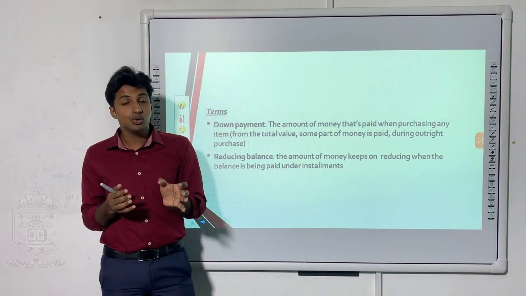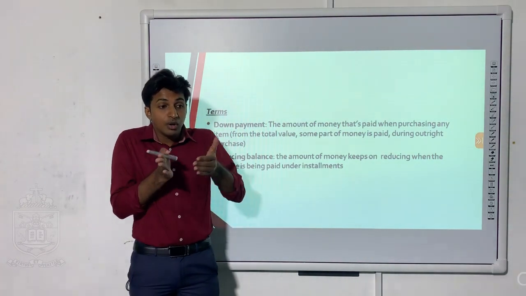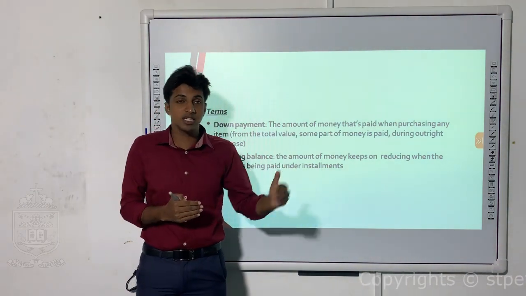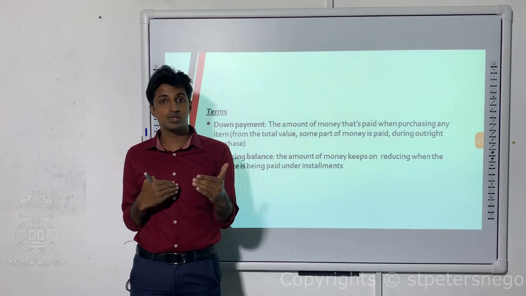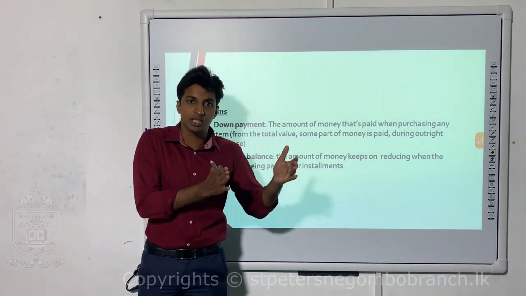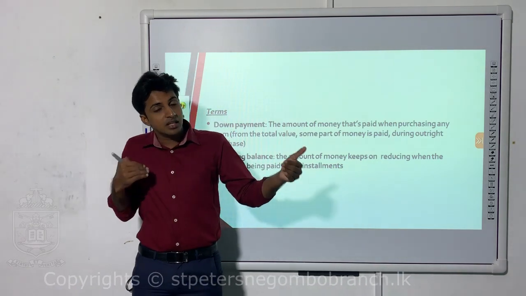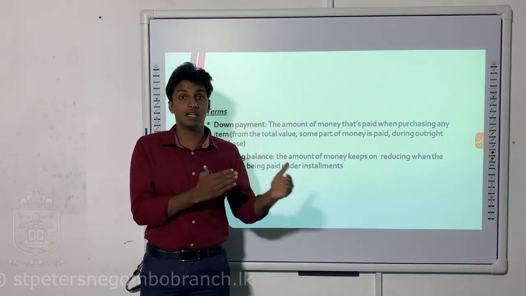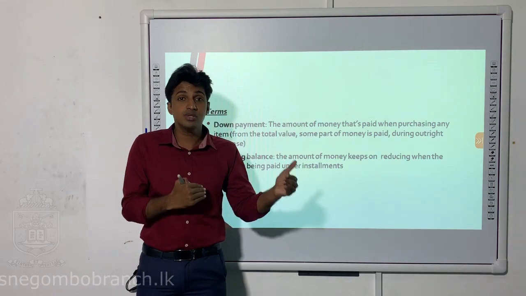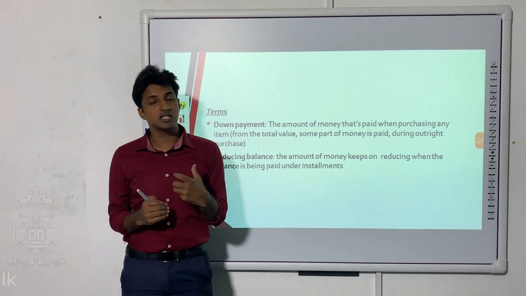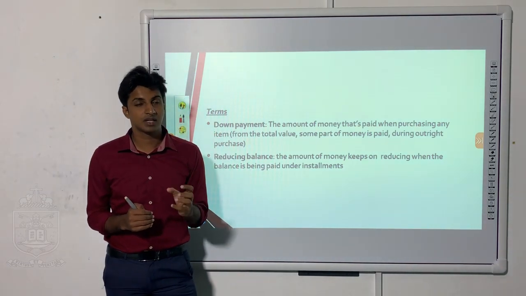But as the amount is being paid downwards, let's take this is the first installment. In the first installment I pay an amount, then it is reduced to another amount. The remaining 30,000 will be reducing with time, or with the amount I am going to pay. That is considered as the reducing balance.